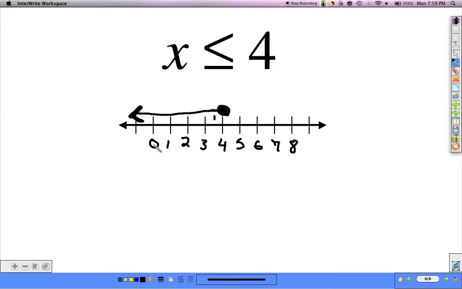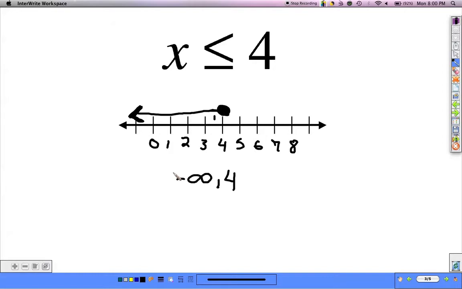So the way we would write that in interval notation is we're going to have, well, you always write it negative number first, or the lower number to the higher number. So our solution set is going to be from negative infinity to 4. And we need to close it in with brackets for interval notation.